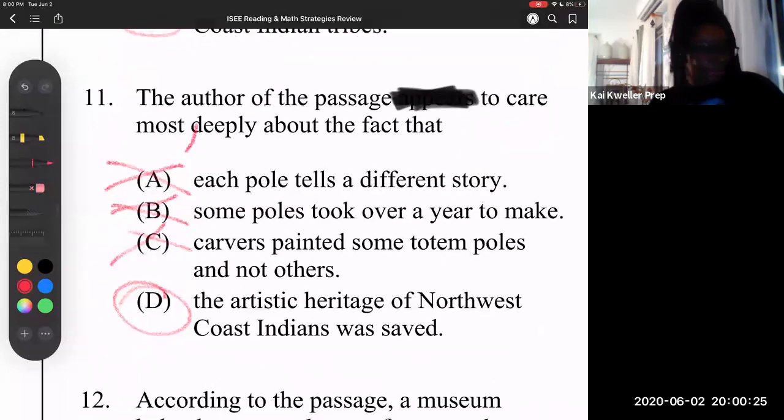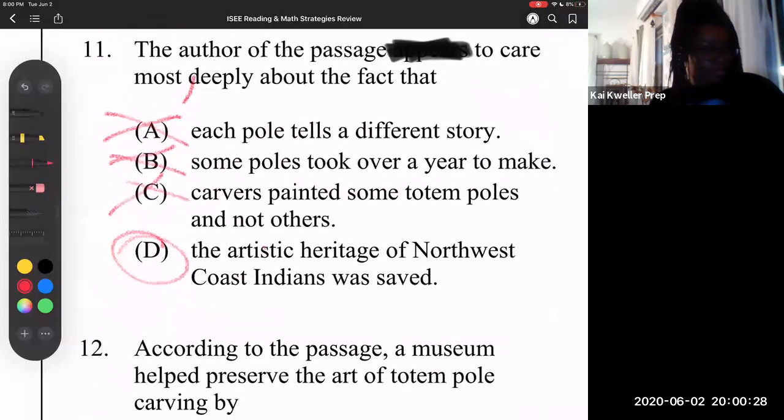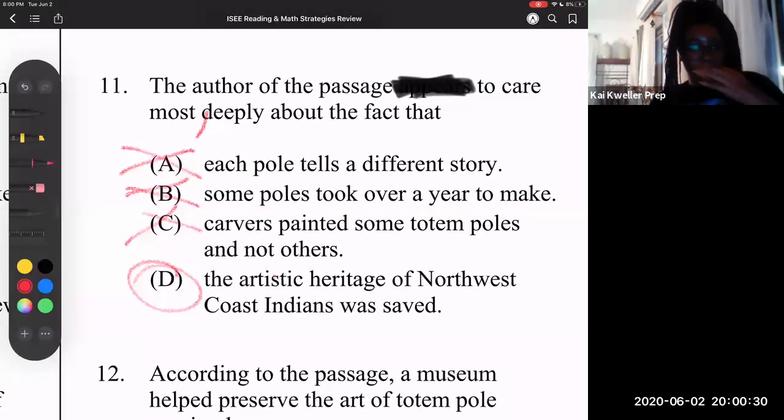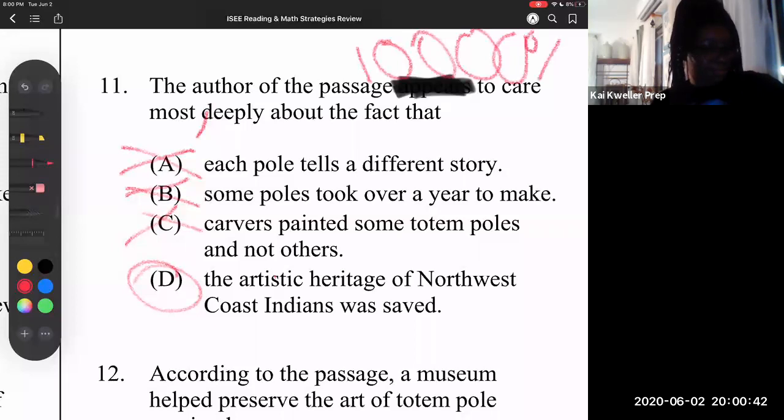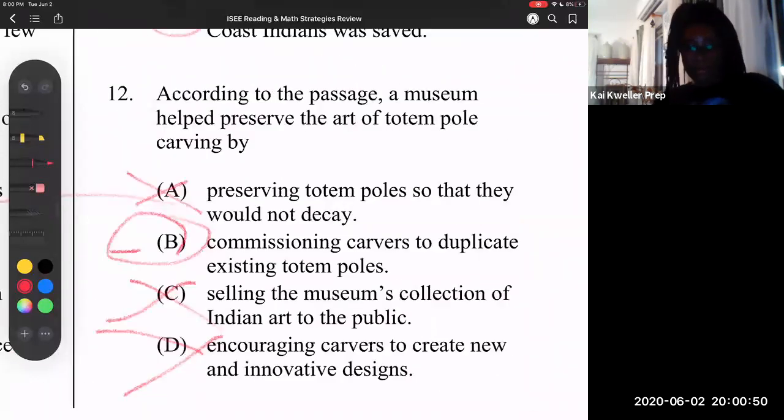Ready? The author of the passage, not a little bit, cares most deeply about the fact that, not 20%, not 99.99999%, he 100% cares most deeply about the passage, the fact that, you see that? It has to be right. Ready? 12. According to the passage, a museum helped preserve. Did it help 10%? Did it help 20%? Or did it help 99.99999%? The answer is none of the above. It's 100%. Ready? Thank you, Manny.